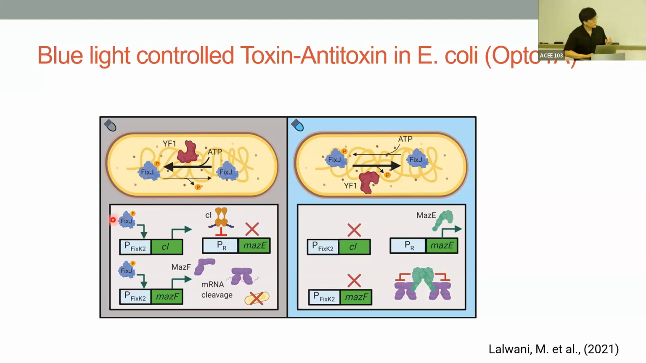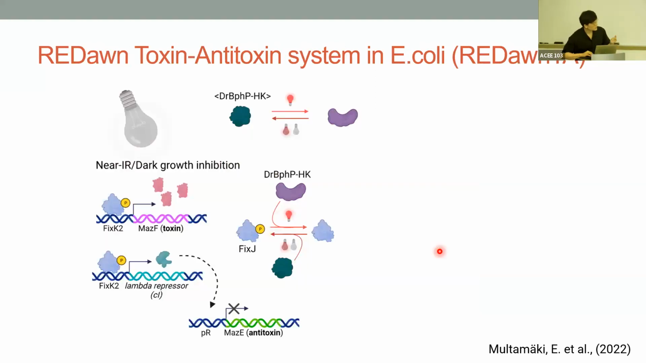right? And when you shine light on the right side here, that same protein is a light-sensitive protein that can now act as a way to remove the phosphate group from FixJ. Now, when it's removed, it doesn't make lambda repressor nor the toxin. Instead, the antitoxin is made, allowing cells to grow. So you can have various ways, having blue, dark, in controlling really the growth rate of E. coli very easily. So what I've done is hijack the system and use red light instead.